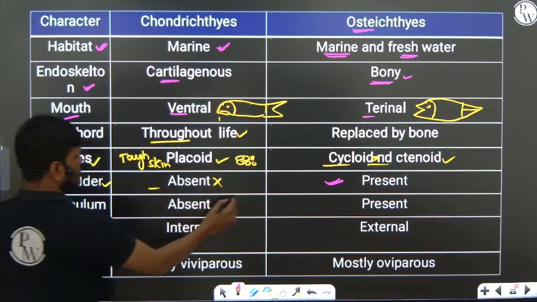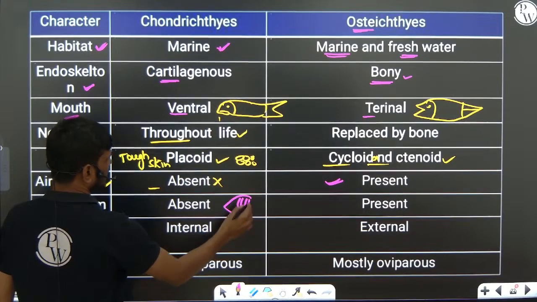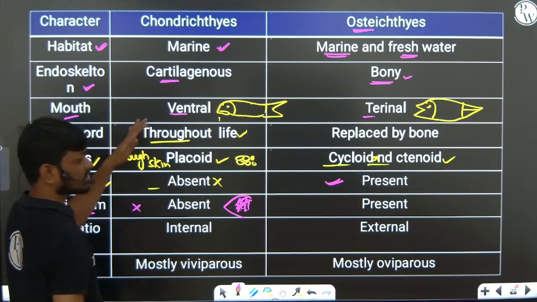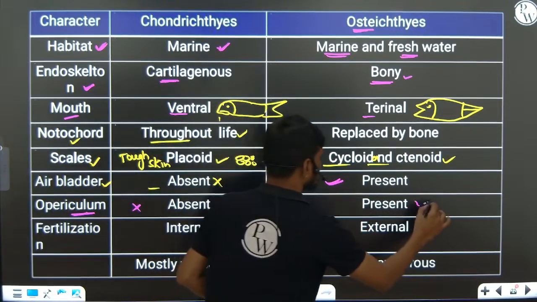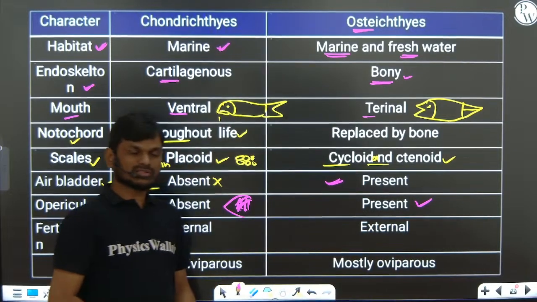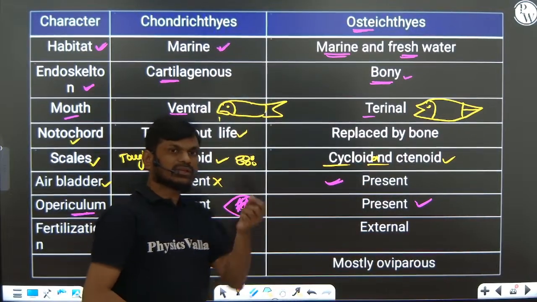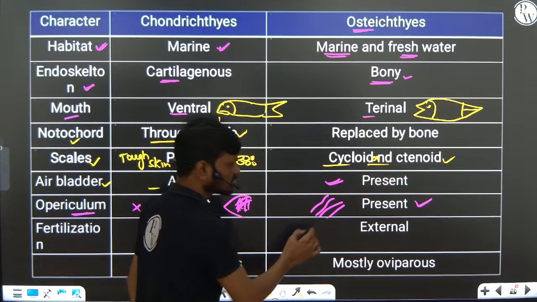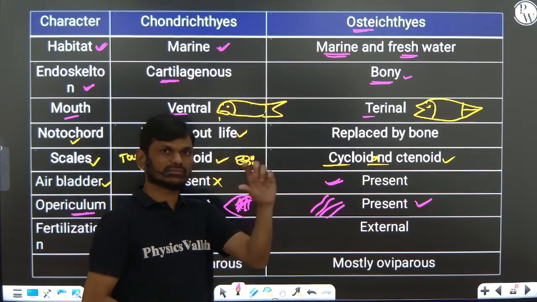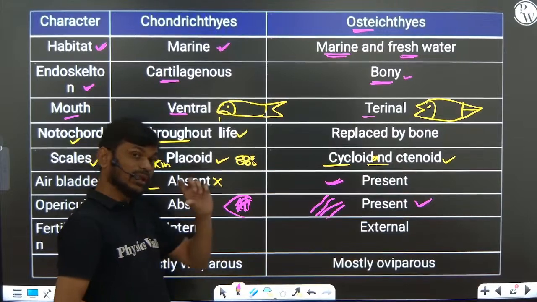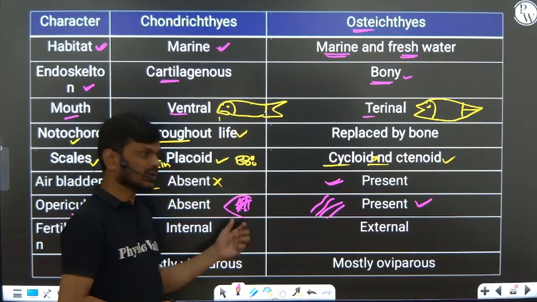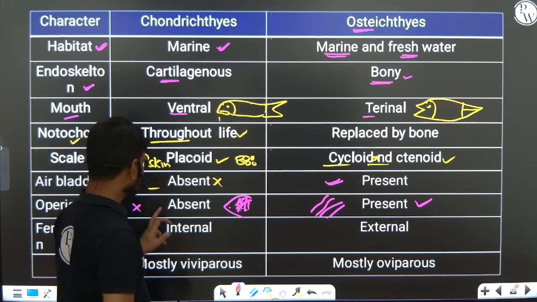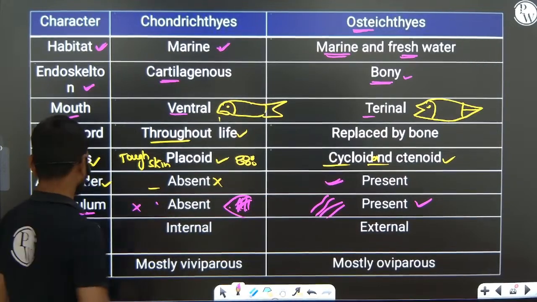Operculum. The gills are covered by a flap-like structure we call operculum. That operculum is absent in the cartilaginous fish, but present in Osteichthyes. The reason is that in Chondrichthyes the gills are thread-like structures, so they need protection from the water current. But here the gills are plate-like, lamelliform gills, so no need to protect. They are very strong. So that is the reason operculum is absent, operculum is present.